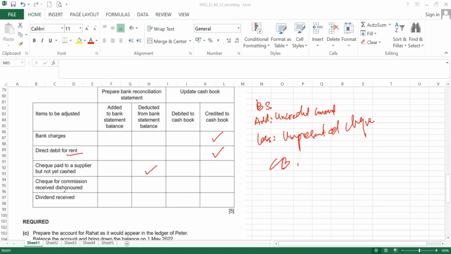Cheque for commission received dishonoured. This one is a bounced cheque. For a bounced cheque, we have to reverse it out, from debit to credit. So we have to credit it out from the cash book. Dividend received is an income. Income will be debited to the cash book. So these are all the transactions that took place.